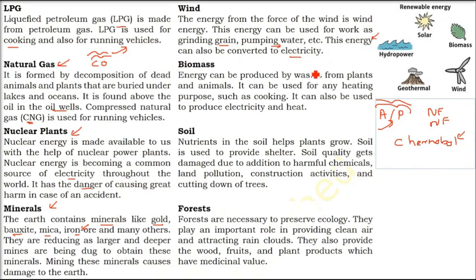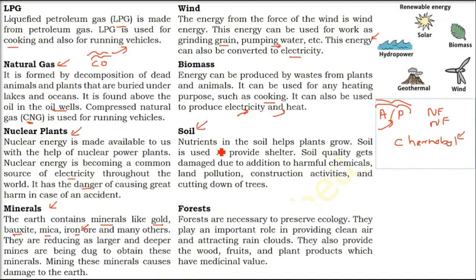Biomass is basically the plants and everything bio which is living; when it dies, it produces biomass. So energy can be produced by this. It can be used for cooking. It can be used for electricity and heat. It can be produced. Biomass. So if you see, wood is used to heat.